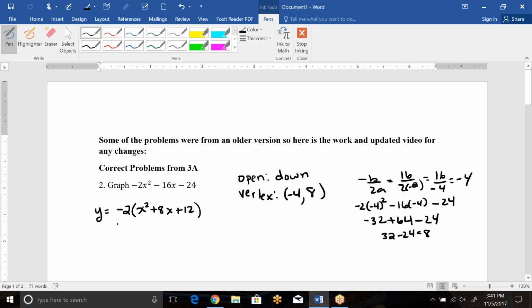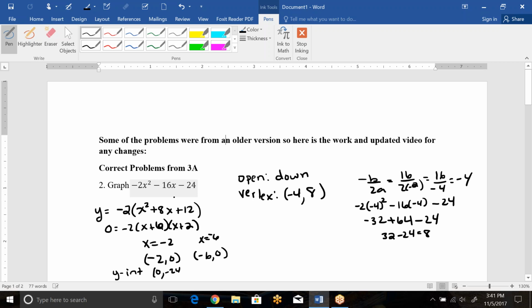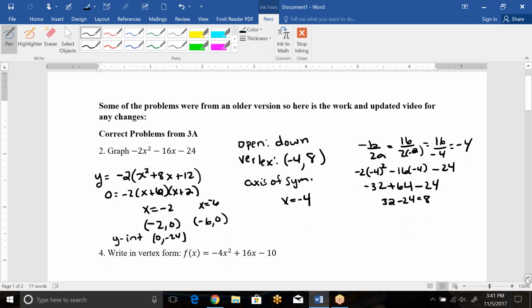So then to find the x-intercepts, we need to set this equal to 0 and factor. That would be plus 6 and plus 2. So that's going to be an x of negative 2 and an x of negative 6. So our x-intercepts are negative 2 comma 0, negative 6 comma 0. And the y-intercept is going to be 0, negative 24, because it's the constant term if you plug in 0 for all the x's. And then the axis of symmetry is x equals negative 4. So we're going to put all that together and graph that.